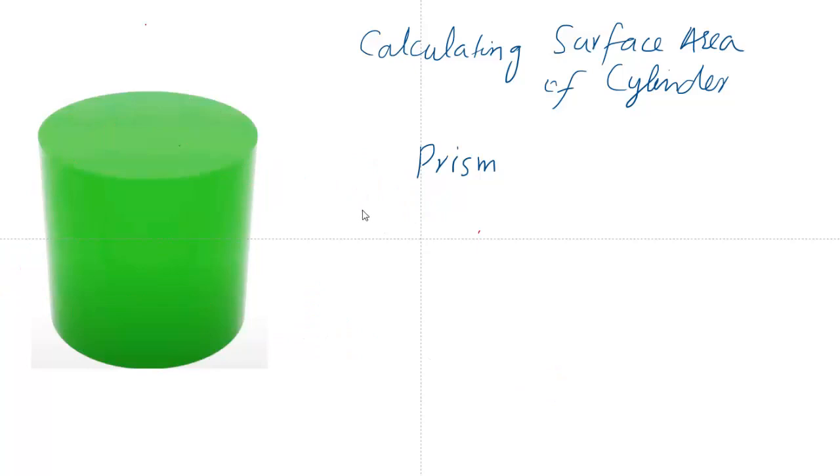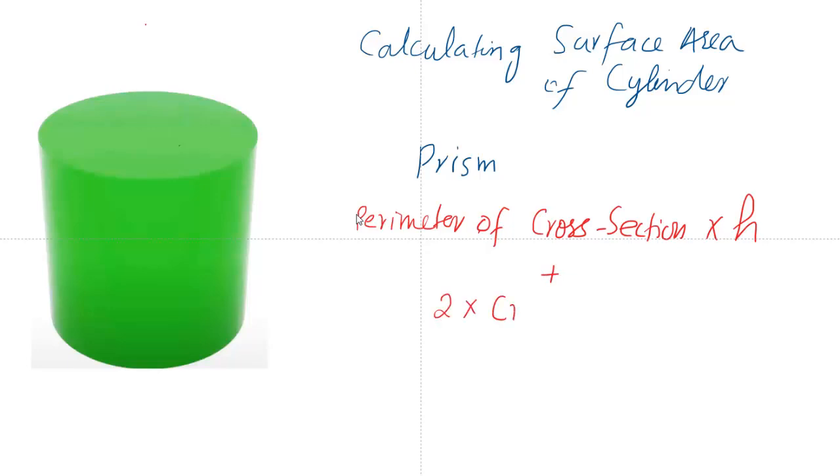Therefore, the formula for the surface area of a prism, and that is a cylinder as well, because a cylinder is a prism as well, is: the perimeter of the cross section times the height or length of the prism, plus 2 times the cross-sectional area.